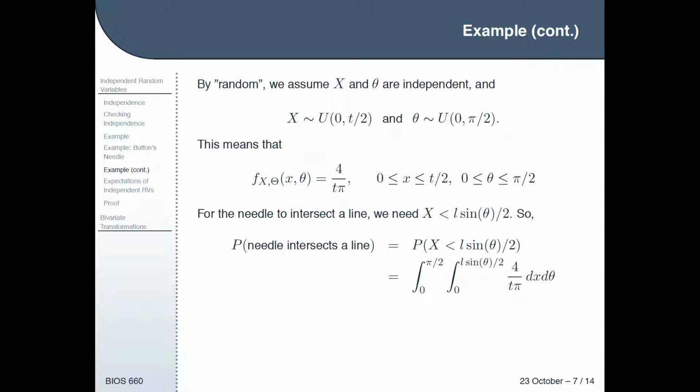So that integral is just the integral from 0 to pi over 2, and the integral from 0 to L sine theta over 2, of 4 over t times pi dx d theta, which turns out to be 2L over t times pi. That makes sense, more or less. Like I say, the Wikipedia page on this is really excellent, and if my explanation completely confused you, theirs is probably better.